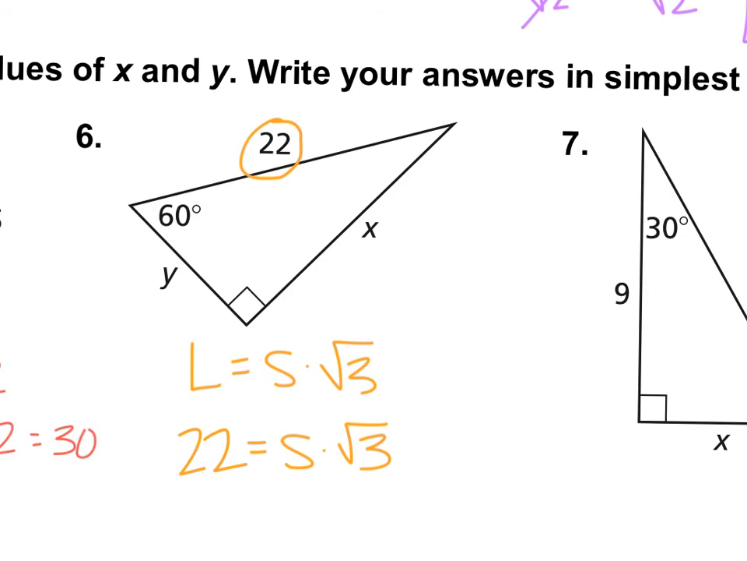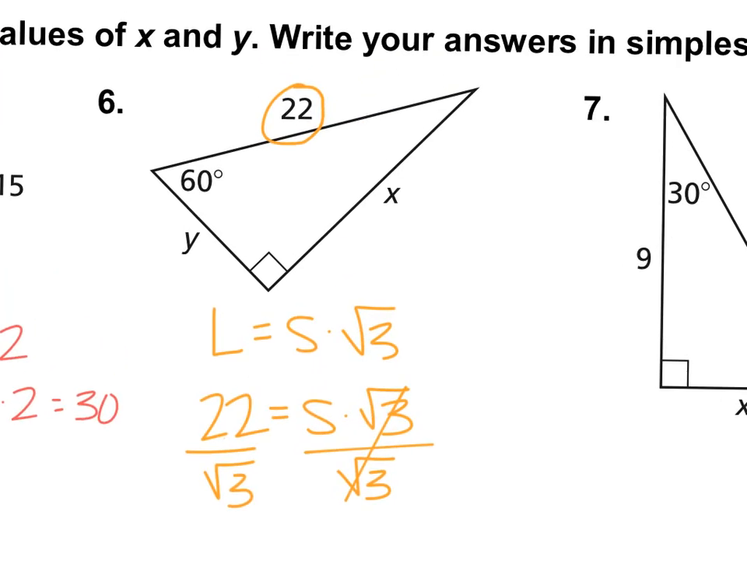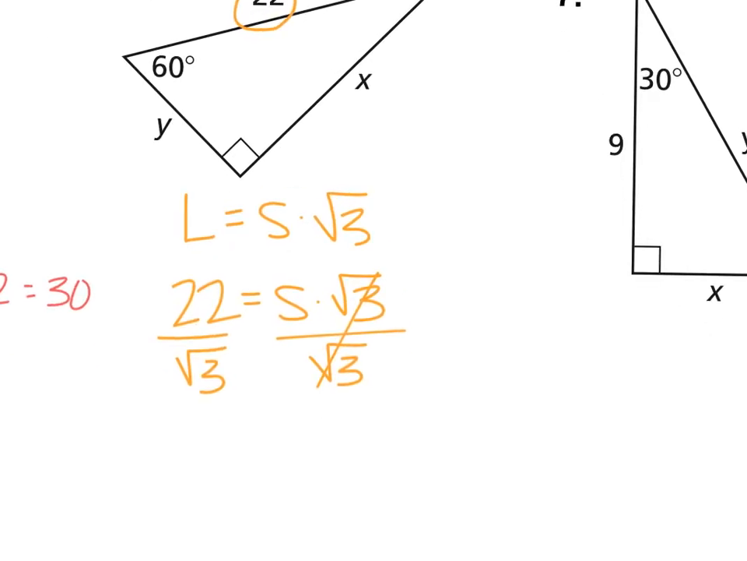So to find the short side, what would I have to do? Good, divide by that radical 3. Short side would just be divided by 2. Yeah, if you find the hypotenuse, you just have to find the short side by dividing by 2. Yeah, that's true. You can definitely do that. So either way is fine.